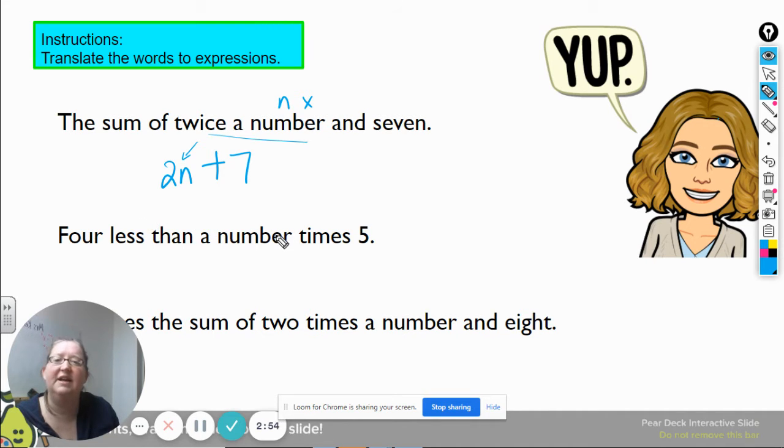4 less than a number. So 4 less than what? Then a number times 5. You could write in 5, but because multiplication is going on between those, it really doesn't matter which order, but we always write the coefficient in front of the variable. That's the way we do things.